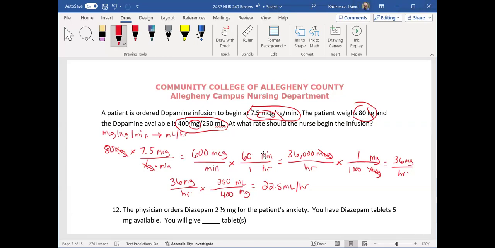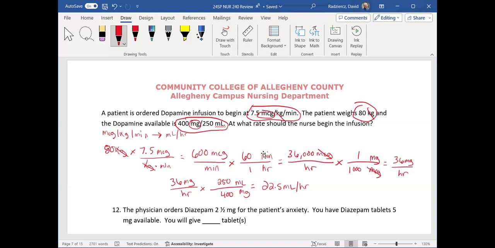Wouldn't it just be easier to convert the MCG to MG before you even start the problem? Wouldn't that take away like 2 or 3 of these steps? Yeah, as long as you get the same answer at the end, that's perfectly fine.